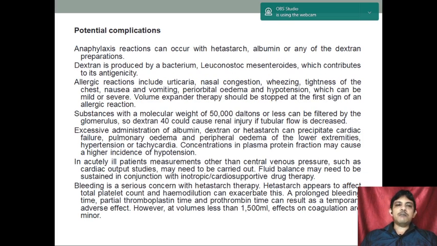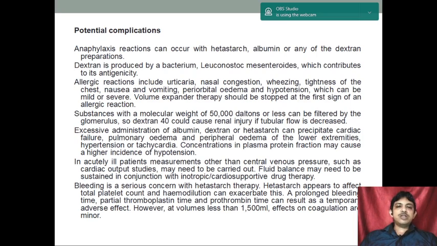And what are the potential complications? Of course, anaphylactic reaction with hetastarch, albumin, or dextran. Sometimes dextran may be produced by bacteria, which contributes to antigenicity. There are different types of allergic reaction, like nasal congestion, wheezing, tightening of the chest, nausea, vomiting, and hypotension. These may occur in mild, moderate, or severe form. And if such an allergic reaction is shown, we should stop the plasma expander therapy.